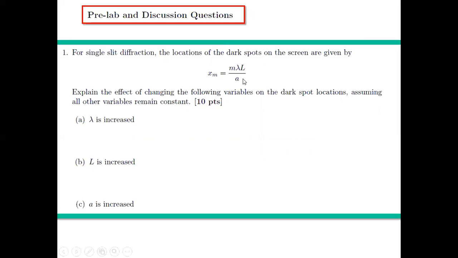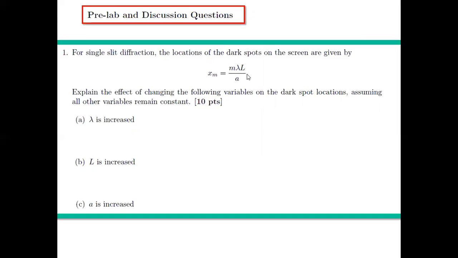if lambda is increased. So you're increasing the lambda, which means you're changing the light that you're using. Let's say you're using red light, blue light, yellow light, or green light. So lambda can vary. Now, what happens to the dark spot location if you increase the lambda? In this equation, lambda is in the numerator. So if you have a higher number in the numerator, what happens to the value?